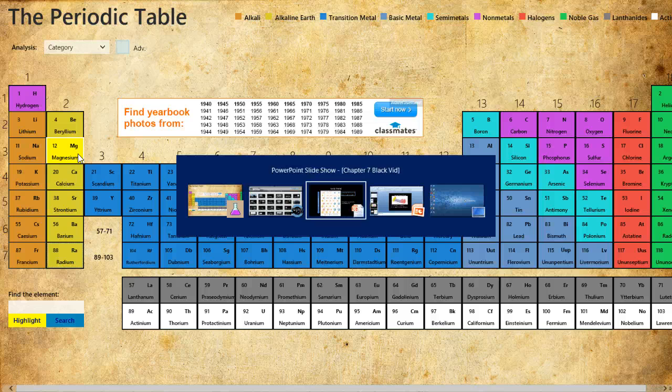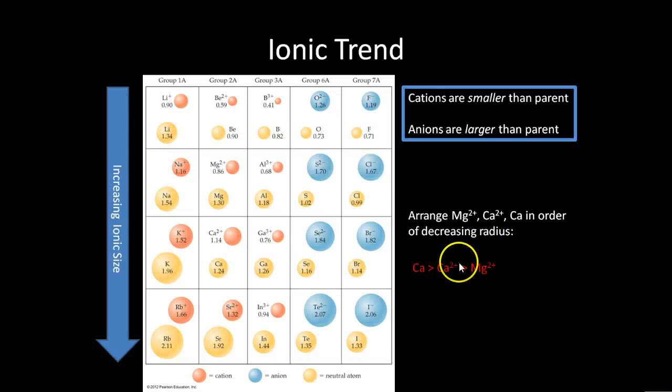So going back to the question, arrange this in order, we would have calcium's the biggest, calcium 2 plus is the next biggest, and then magnesium 2 plus would be the smallest.